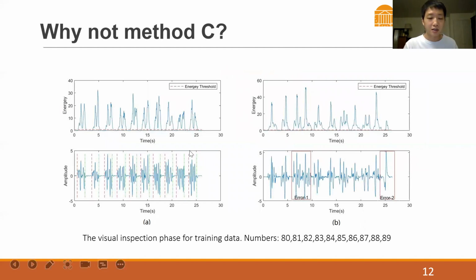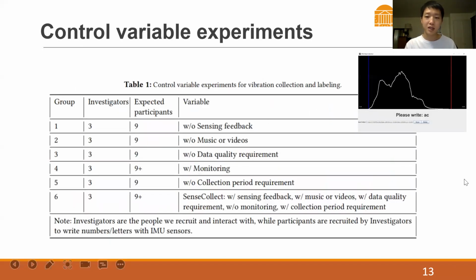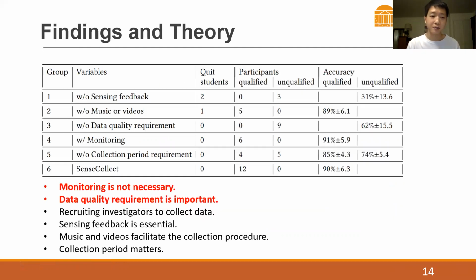As you can see here, the data we want to collect is on the left side, but the data we actually have is usually on the right side. It has many errors, so we cannot label it correctly. Then I designed controlled variable experiments to understand why it is difficult to recruit investigators to collect data, or why it is difficult for participants to collect data. Due to the time limitation, I will just talk about the findings and theories here.